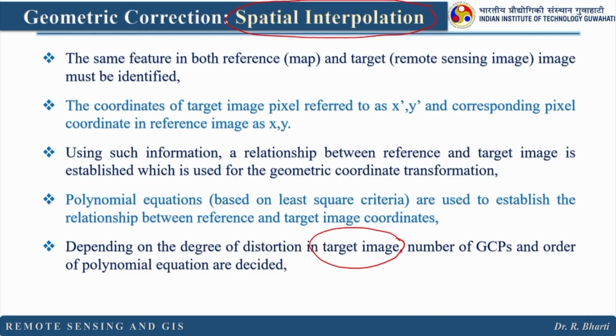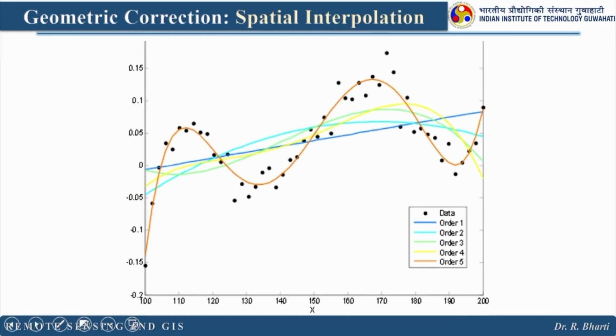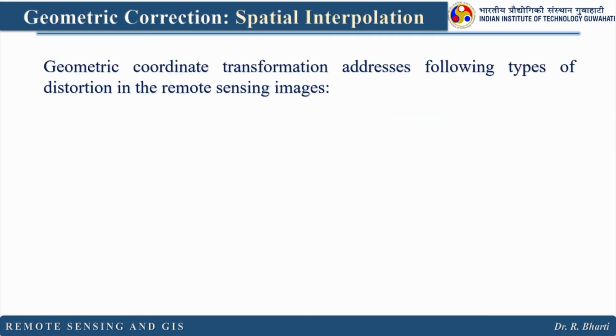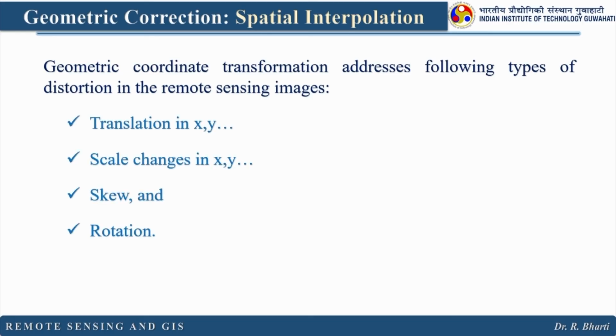So here this is going to be your x dash y dash and the GCP will be x and y. Polynomial equations are used to establish the relationship between reference and target image coordinates. Depending upon the degree of distortion in the target image, the number of GCPs and order of polynomial equation are decided. If you have a linear relationship, you can use first order, second order, but if it is not linear, then you have to increase the order of the polynomial equation. Geometric coordinate transformation addresses the following types of distortion in the remote sensing image: translation, scale changes, skew and rotation. We will see how each affects your pixels and how it will appear after correction.